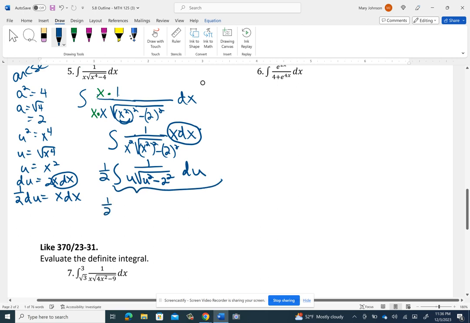So I'll bring the 1/2 down. Then I'm just going to use that arcsecant formula. It says to do 1 over your a value, so that's 1 over 2. This 1/2 came from here. Then 1 over your a, and then you're going to do arcsecant of u over your a, and the u should be an absolute value, plus c. So that's 1/4 arcsecant, and what's going in place of the u is an x squared, so I don't really need absolute value because that will always be positive, divided by 2 plus c.